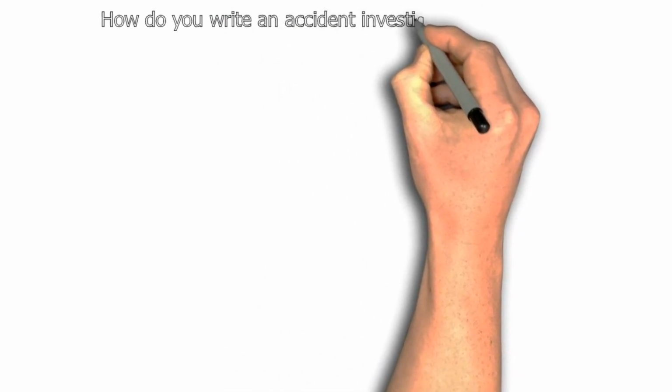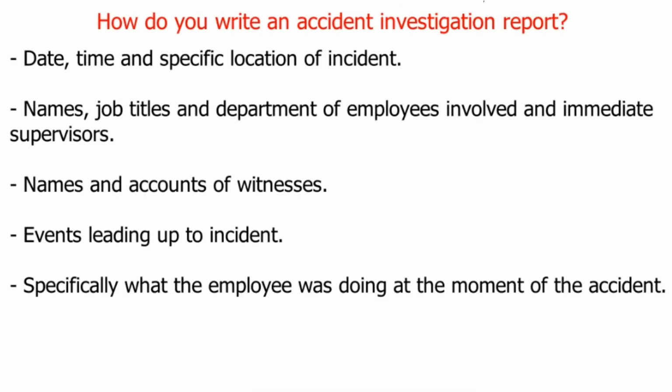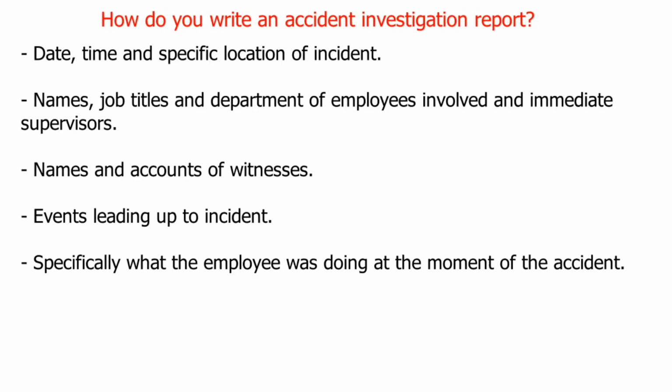How do you write an accident investigation report? Date, time and specific location of incident. Names, job titles and department of employees involved and immediate supervisors. Names and accounts of witnesses. Events leading up to incident. Specifically what the employee was doing at the moment of the accident.